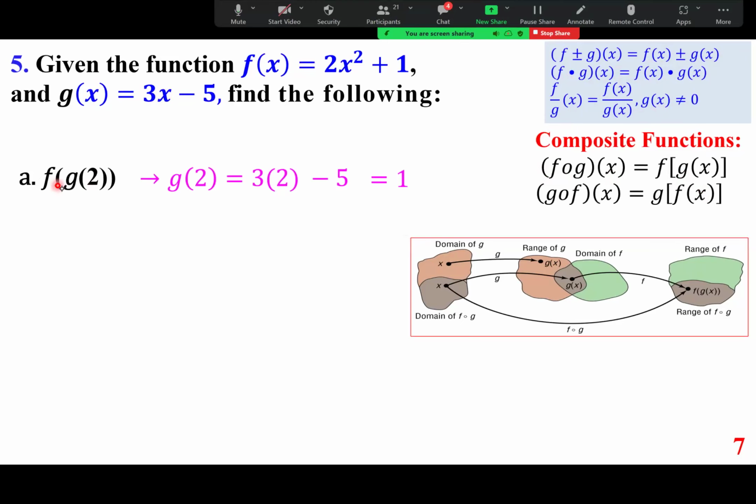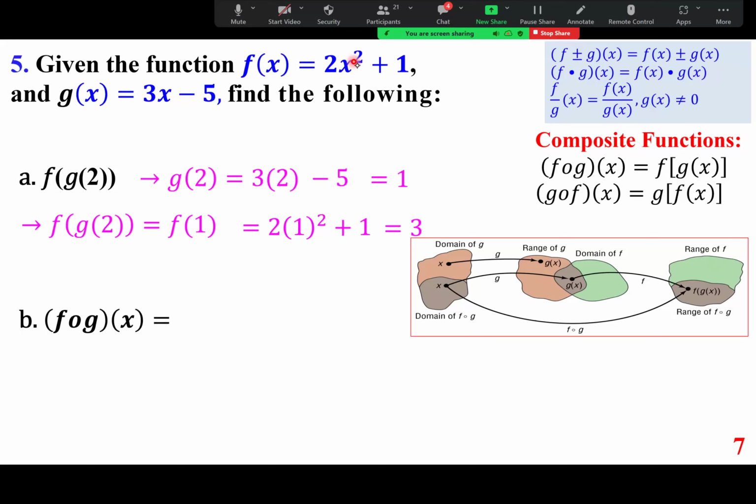Now you want f of g of 2, which is f of 1. So now plug in 1. 2 times 1 squared plus 1, which is 3. Next, f of g of x, known as f composed with g of x. So you replace the x with 3x minus 5.